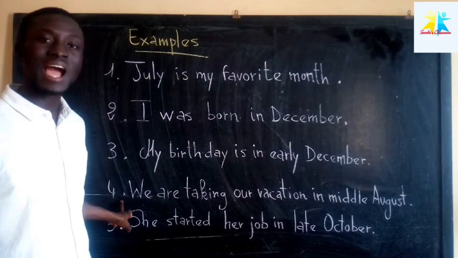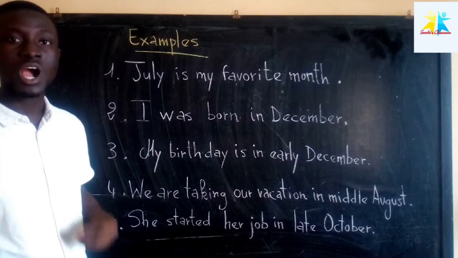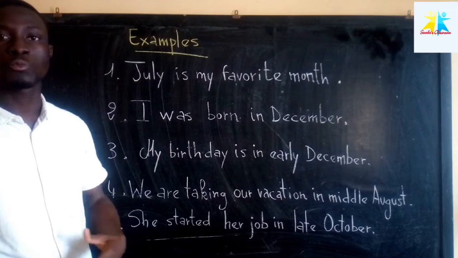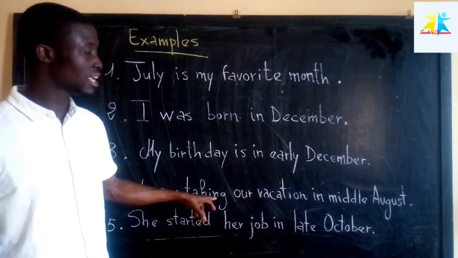We are taking our vacation in middle August. Nous prenons nos vacances à la mi-août, c'est-à-dire au milieu du mois d'août.